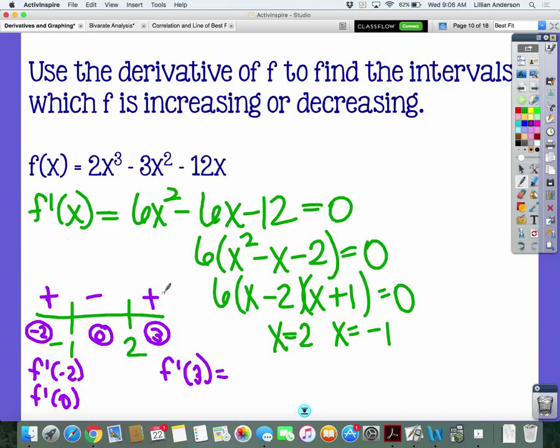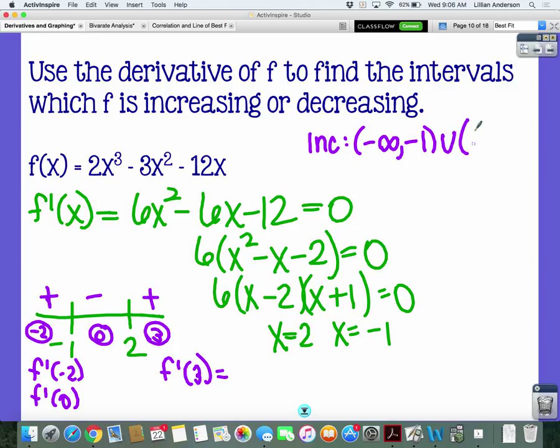So it's asking where are the intervals where it's increasing and decreasing. Based off of our number line, we can see that it's increasing from what? To what? -1. And where else? 2 to infinity. Where is it decreasing? -1 to 2.